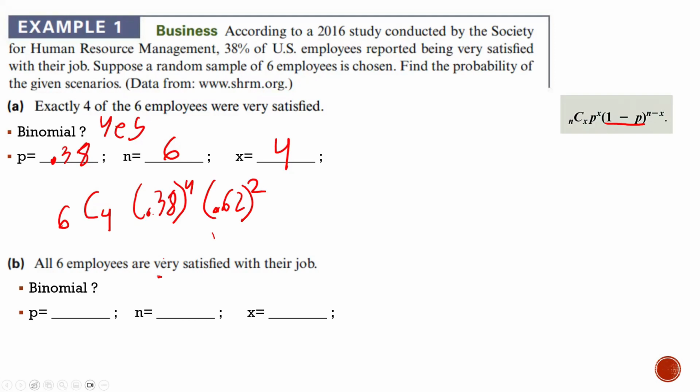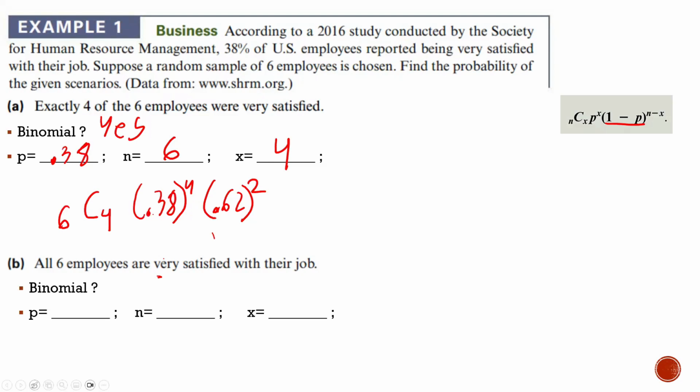And then you can see how this comes about. There are 6 choose 4 ways to order the happy employees in with the non-happy ones, since there are 4 of them that are very satisfied. That's the number of ways. Then consider the probability that the first 4 employees will be very satisfied: multiply 0.38 by itself 4 times. The second 2 not satisfied: multiply 0.62 by itself twice. If there was only one way to order, I wouldn't worry about the 6 choose 4. This comes in for the number of ways you can order it.